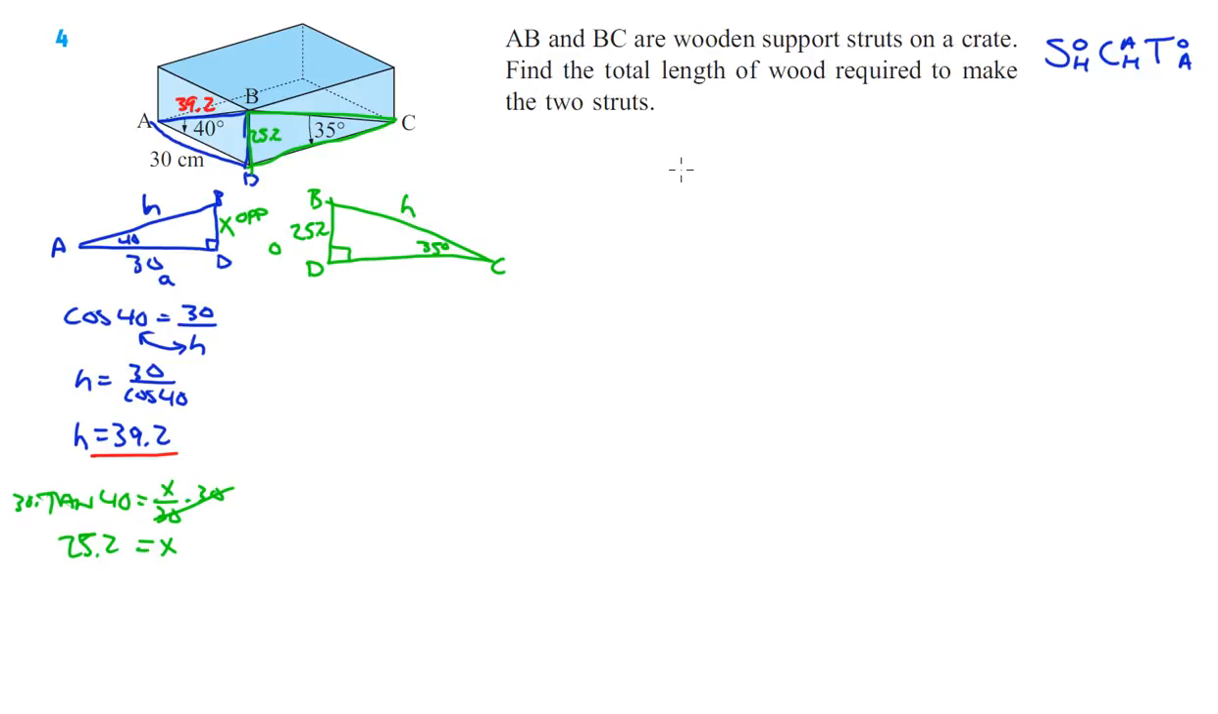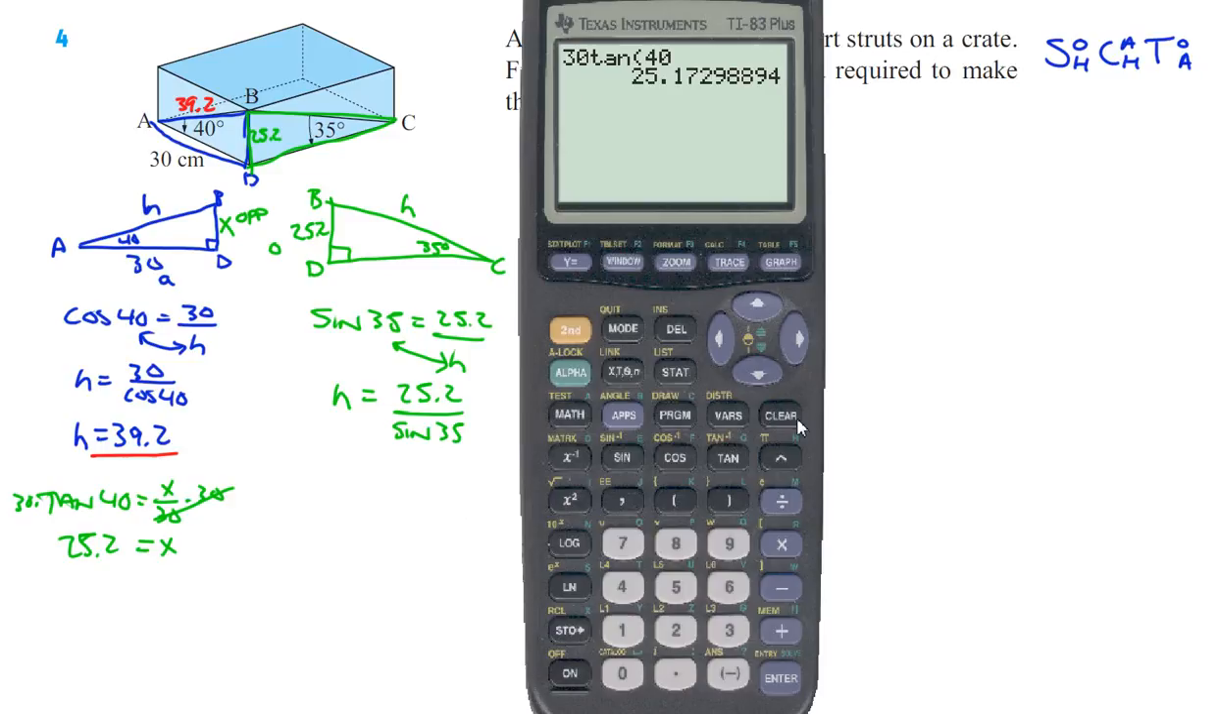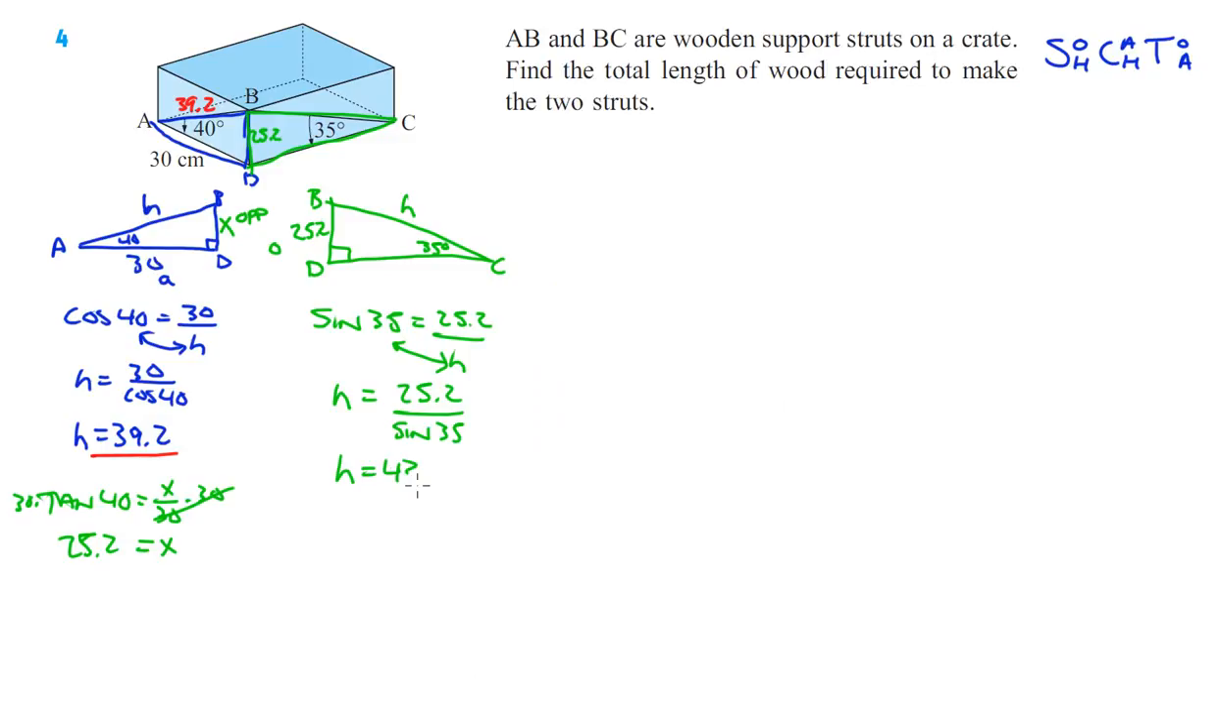So opposite and hypotenuse is sine, so we'll do sine of 35 equals opposite, which is 25.2, divided by the hypotenuse. The variable is in the denominator, so we'll switch those two. The hypotenuse is going to be 25.2 divided by sine of 35. Okay, so 25.2 divided by sine 35 gives us 43.9. And that's going to be centimeters, just like this one over here is centimeters.